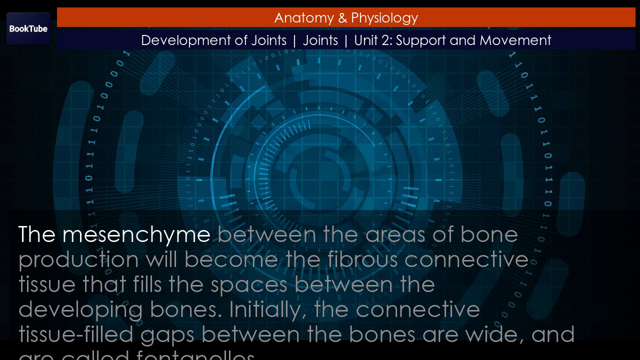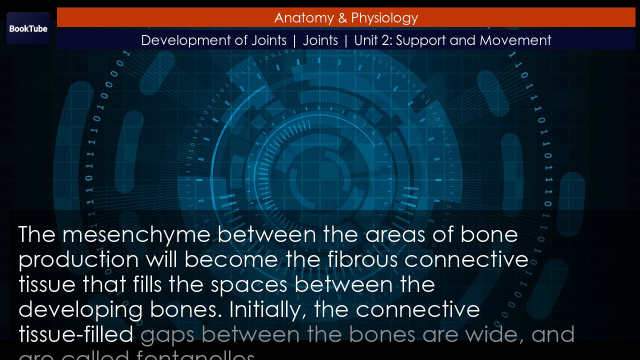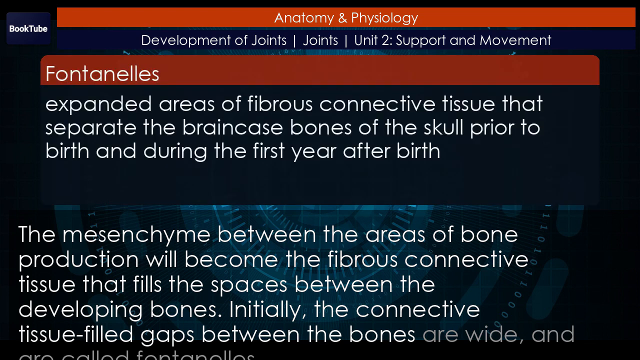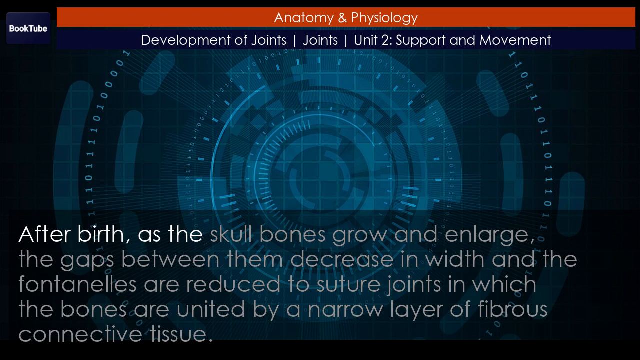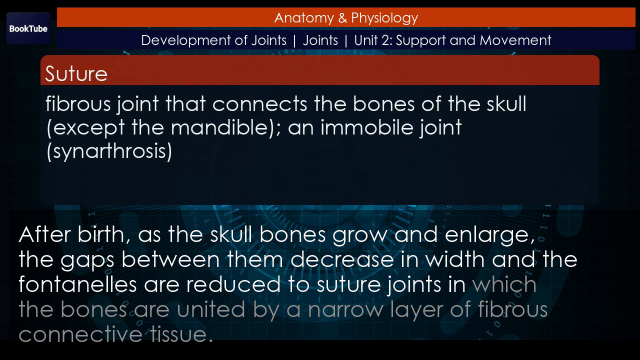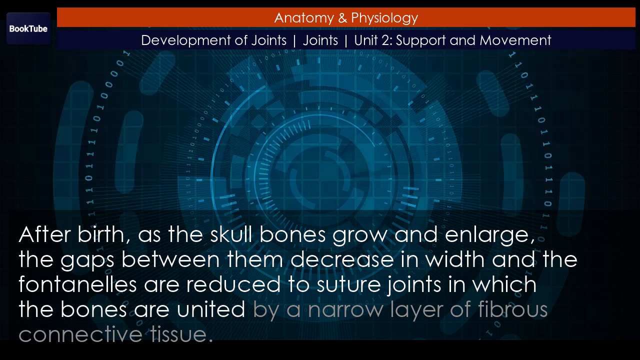The mesenchyme between the areas of bone production will become the fibrous connective tissue that fills the spaces between the developing bones. Initially, the connective tissue-filled gaps between the bones are wide, and are called fontanelles. After birth, as the skull bones grow and enlarge, the gaps between them decrease in width and the fontanelles are reduced to suture joints in which the bones are united by a narrow layer of fibrous connective tissue.